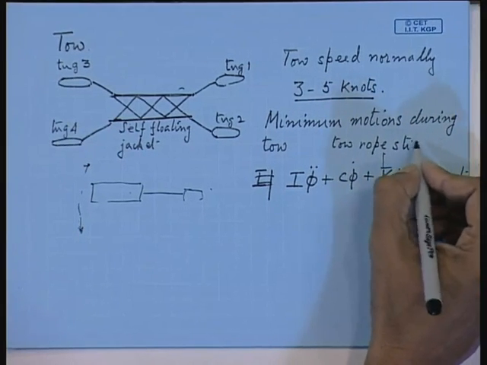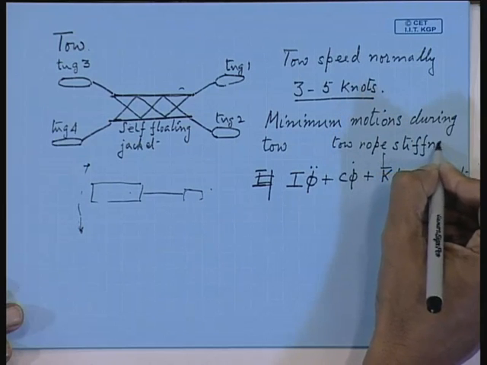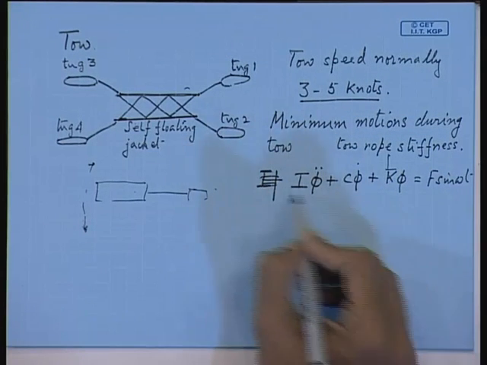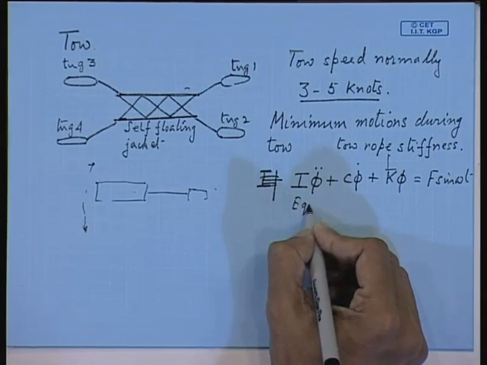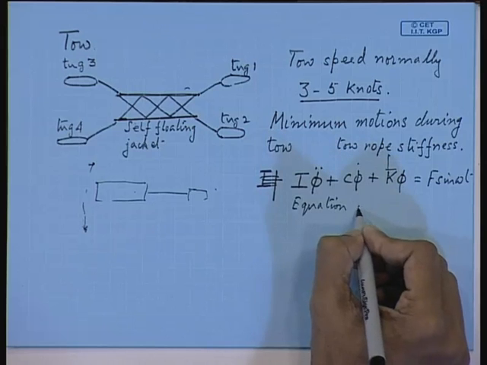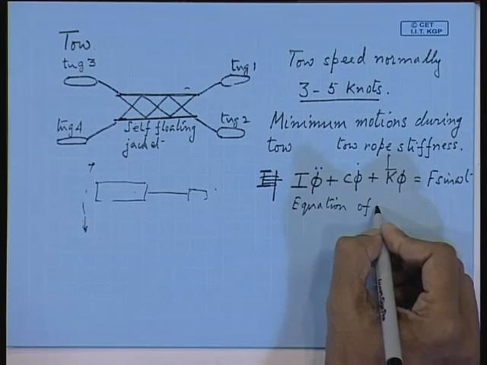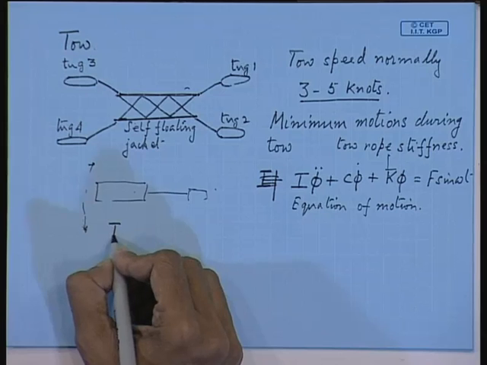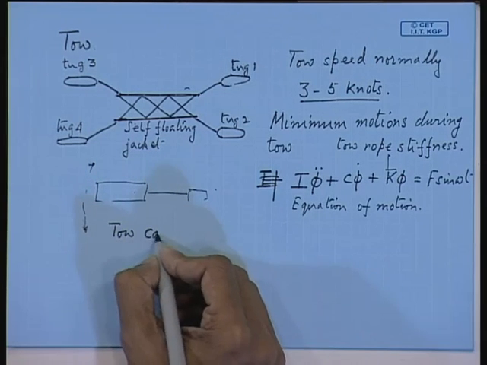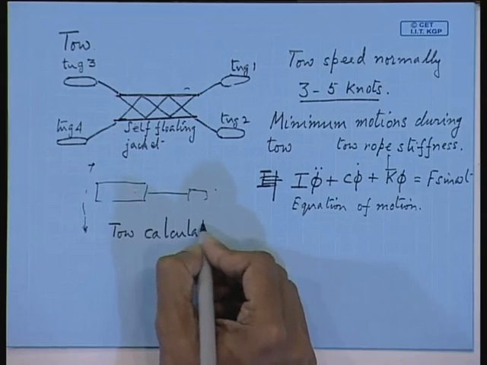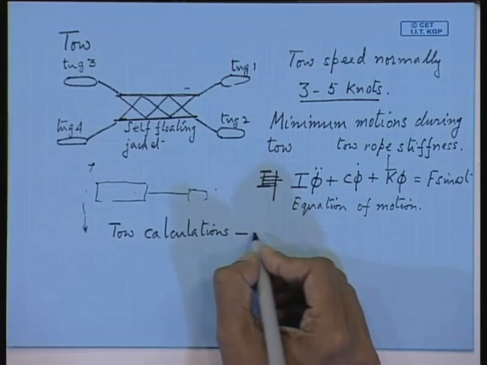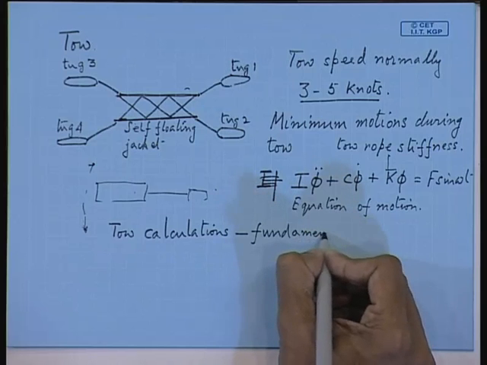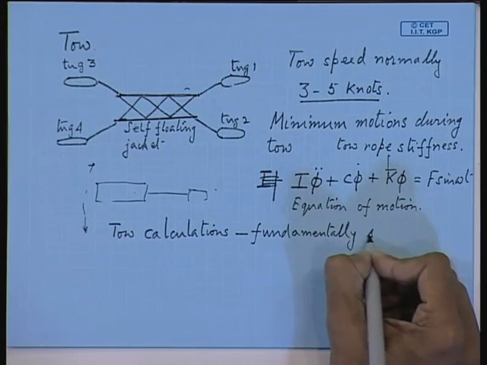So, this is a complex calculation, is it not? In your seakeeping class, you will be required to calculate all this. This is similar to your vibration; this is your equation of motion. So, you formulate your equation of motion and find out the displacements and angle of rotation. So, tow calculations are basically your seakeeping calculations. Now, this is one example of fundamental seakeeping calculations.